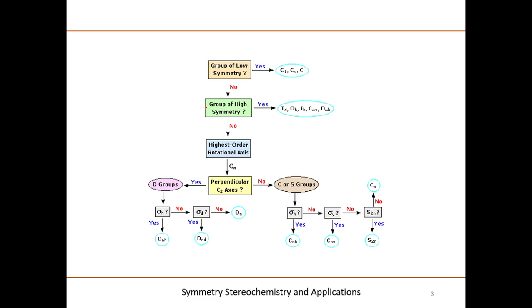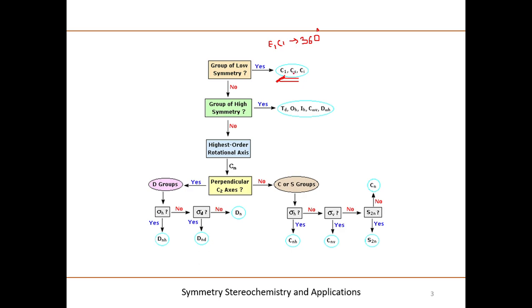if a group of low symmetry is present, then the molecule will have C1, Cs or Ci point group. What are C1, Cs and Ci? In the C1 point group we have only the C1 axis of rotation, which is also called identity, that means rotation by 360 degrees. All molecules which don't have any other symmetry element will always follow the C1 point group. This is called a chiral point group.